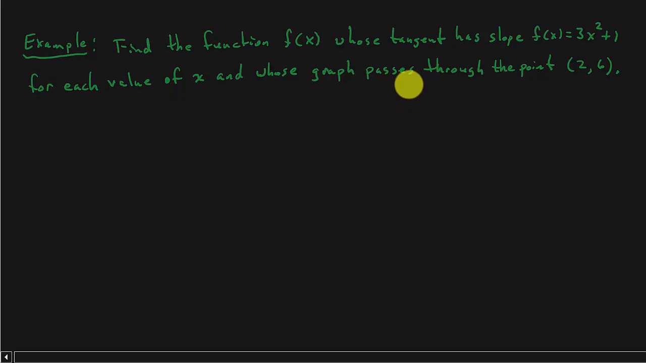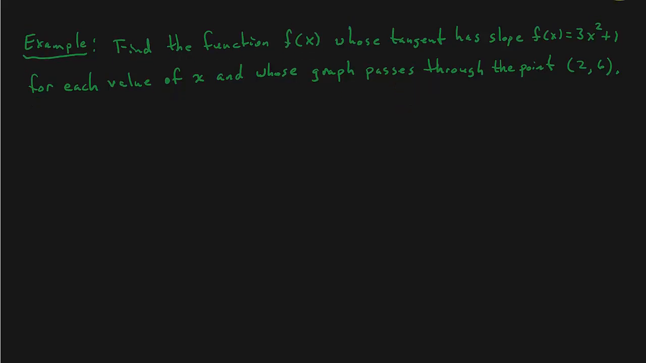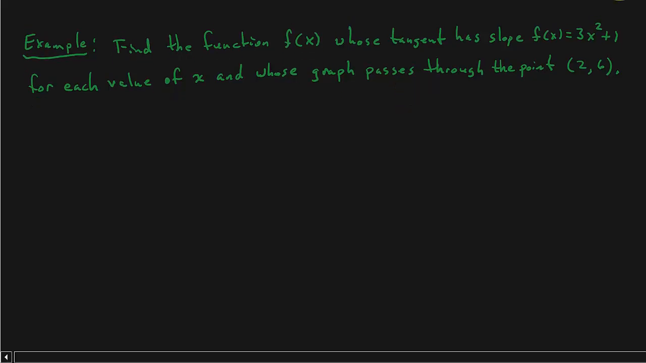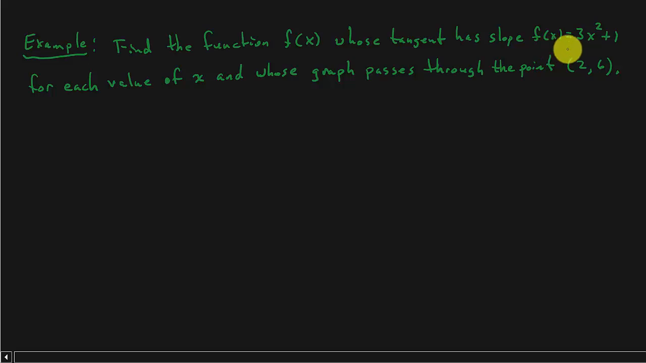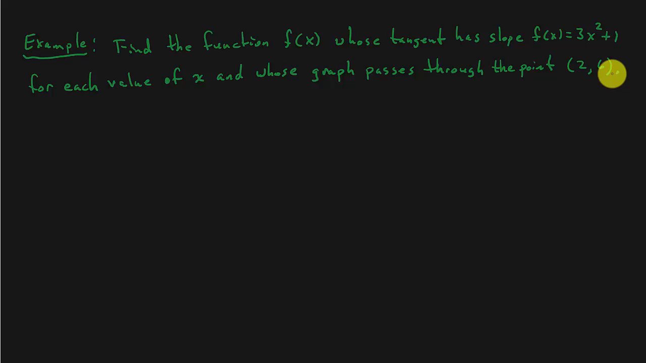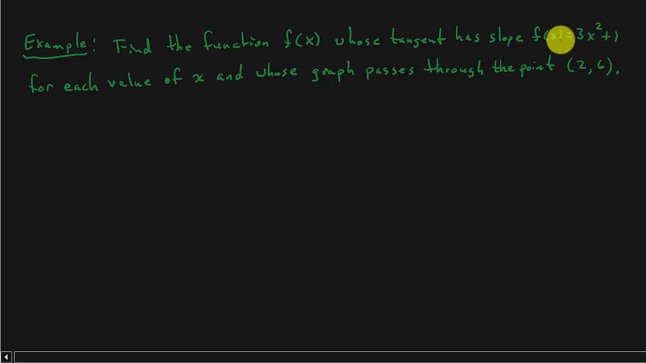Okay, so now let's look at this. The rest of the problems are word problems, but we're going to have to integrate in order to solve them. It says, find the function f of x whose tangent has slope f of x equals 3x squared plus 1 for each value of x whose graph passes through the point 2, 6. So think about what they just gave us. They gave us the slope.